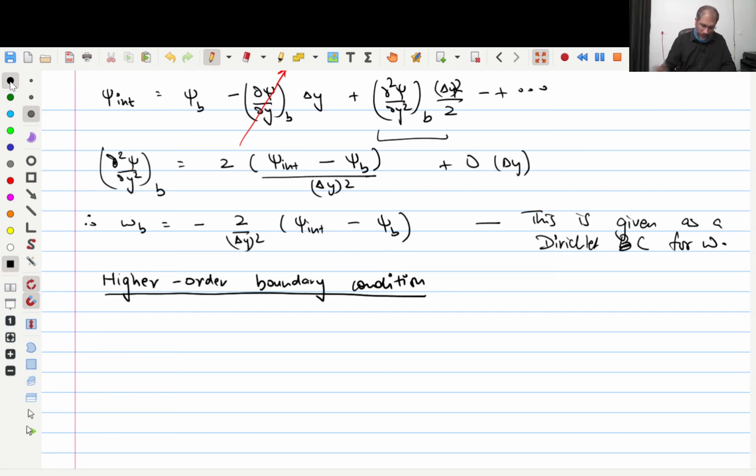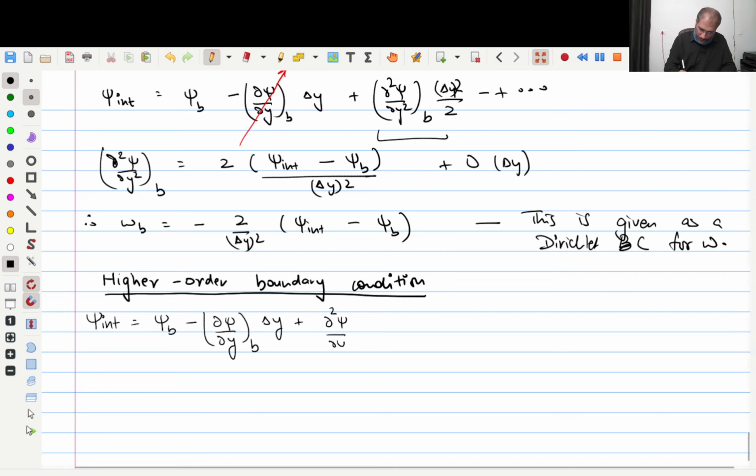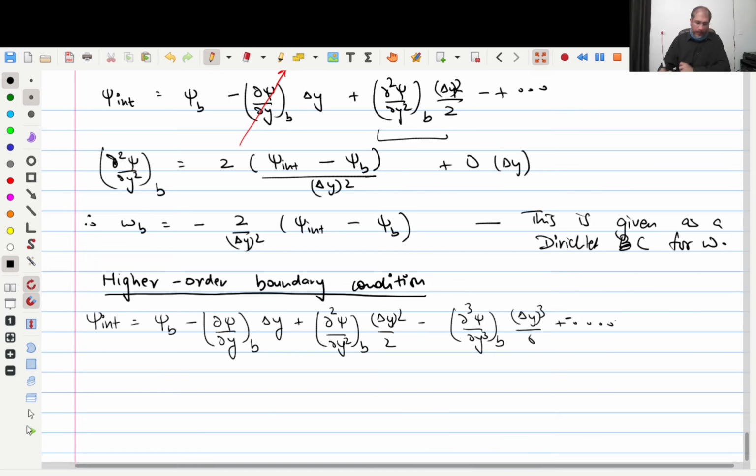So let me write the expression for psi interior again. Right, so this is the expression for psi interior. Again, this term goes to 0 because this is nothing but our x velocity, and on the wall x velocity is 0.